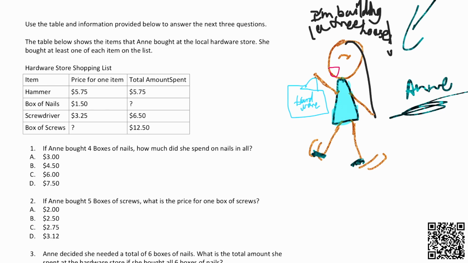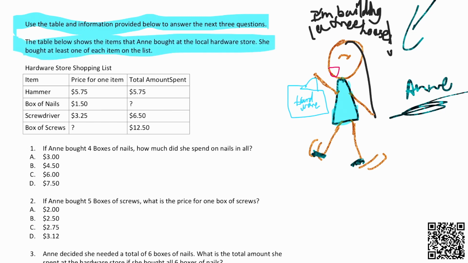Alright, let's start. Use the table and information provided below to answer the next 3 questions. The table shows the items that Annie bought at the local hardware store. She bought at least one of each item on the list. I mean, it is a shopping list. So she needs to buy a hammer, box of nails, screwdriver, and box of screws. If Annie bought 4 boxes of nails, how much did she spend on nails in all?